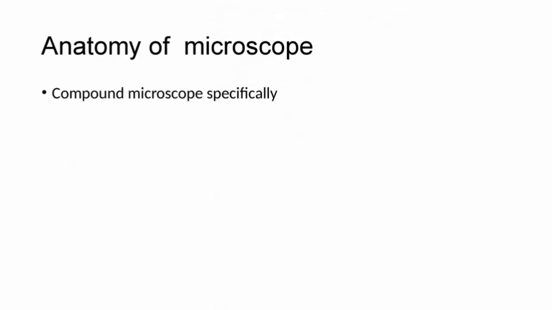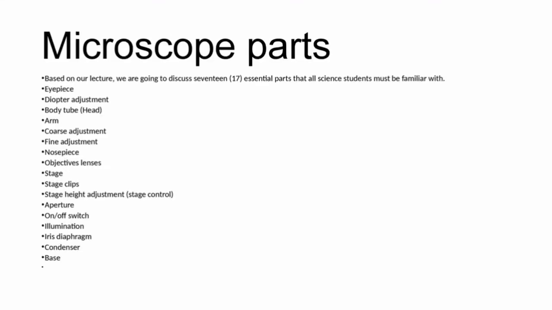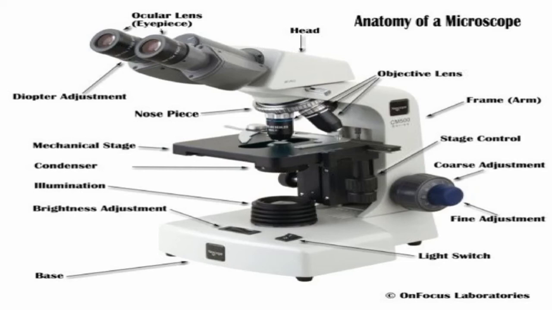Anatomy of microscope. Compound microscope specifically. Understanding the anatomy of microscope is very important. This will help you effectively use the microscope. Microscope parts. The microscope parts contain the eyepiece, diaphragm, adjustment, the body tubes, the arm, the coarse adjustment, the fine adjustment. And these are just some of it that I just named.